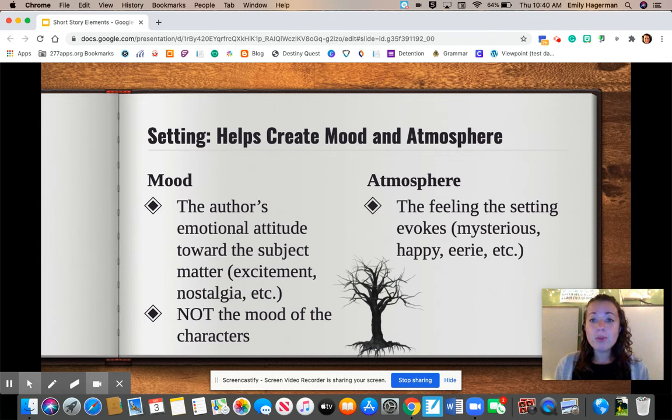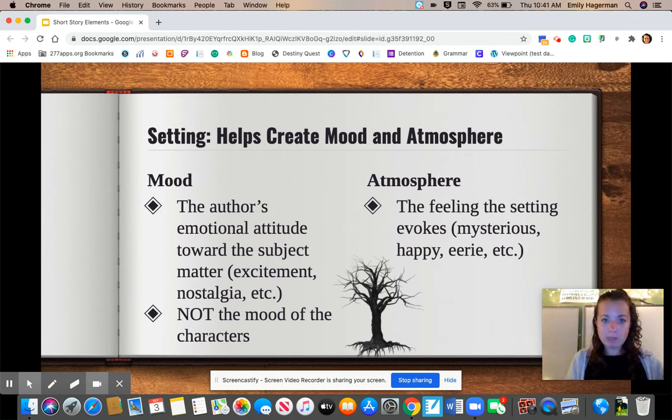So mood is not the mood of the characters, it's the mood of the author, the person writing the content. And then atmosphere is the feeling the setting evokes. So maybe the atmosphere created by the setting, if we're in a dark woods with fog, I'm going to say this is mysterious or creepy. Versus if we're in a bright sunshiny meadow full of flowers, that's happy or cheery. It changes the atmosphere.